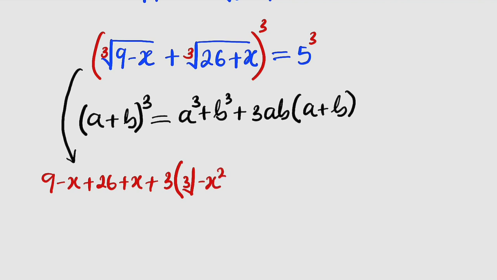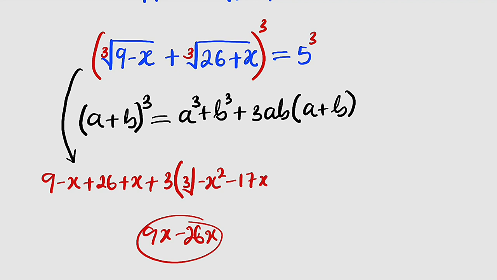Then those times with x, you take 9, you multiply it by x. That will give us 9x. Then you take 26, you multiply by negative x. That will give us negative 26x. So this together we have negative 17x. Then the constant, we take 9, we multiply by 26, and that will give us 234. So we have plus 234. All of these are under the cube root.